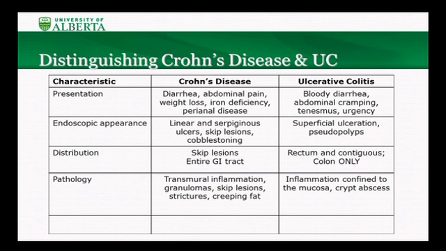On pathology, we can see transmural inflammation, but that's more likely to be seen on a pathology specimen than a biopsy. Seeing granulomas is more specific for Crohn's disease, as are the skip lesions, strictures, and, on a pathology specimen, creeping fat. In ulcerative colitis, the inflammation is confined to the mucosa, and they often describe crypt abscesses. So whenever we look at biopsy reports of patients with a relatively acute colitis, and we're trying to distinguish whether this is infectious colitis or ulcerative colitis, we look for signs of chronicity, because ulcerative colitis is a chronic disease, not an acute disease.